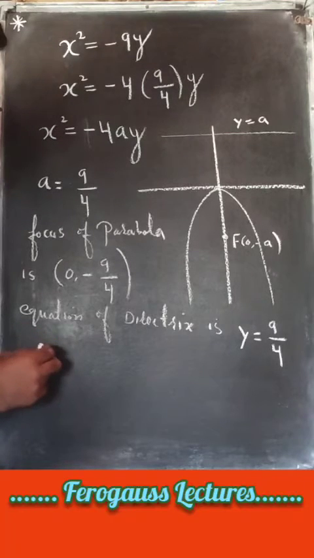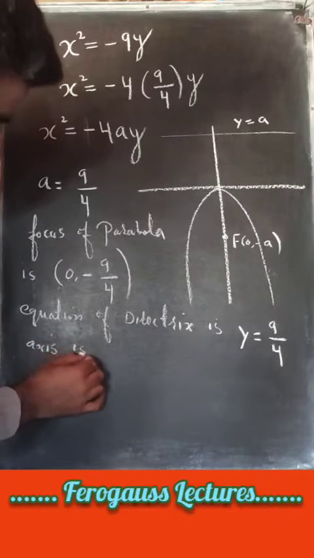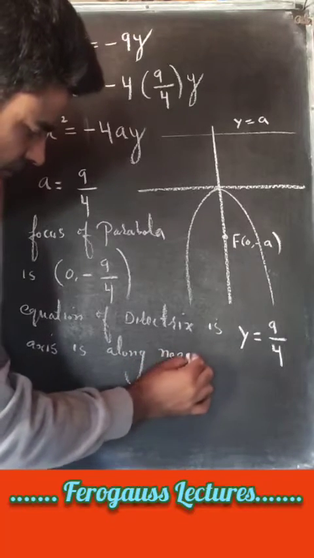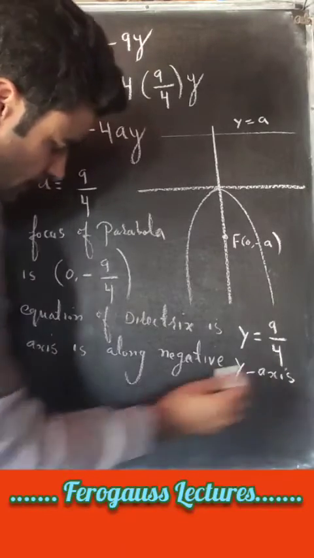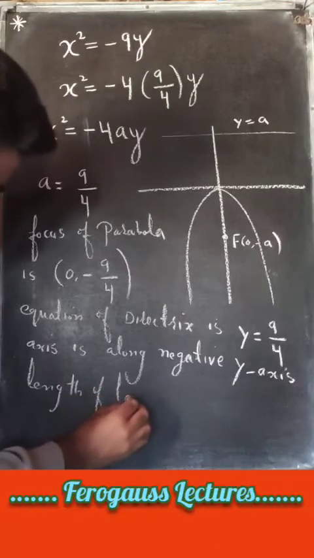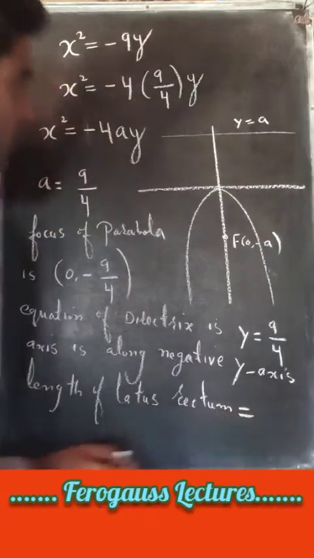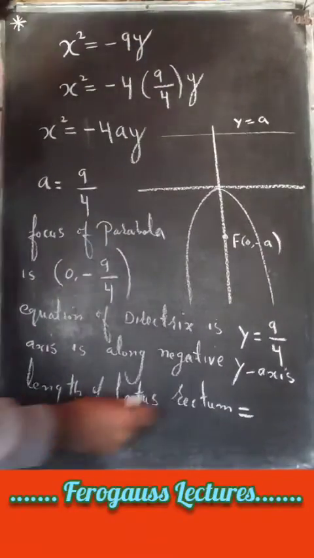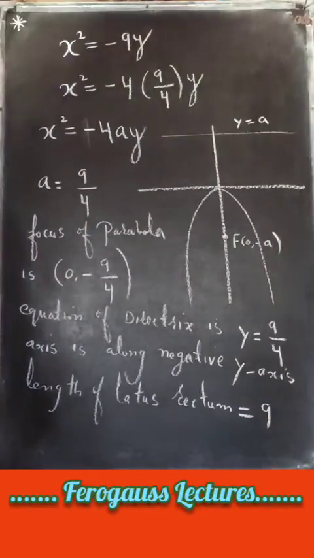Then the axis is along the negative y-axis. The length of the latus rectum is the absolute value of the coefficient of y, so that is 9. So the length of the latus rectum is equal to 9. This completes the question.